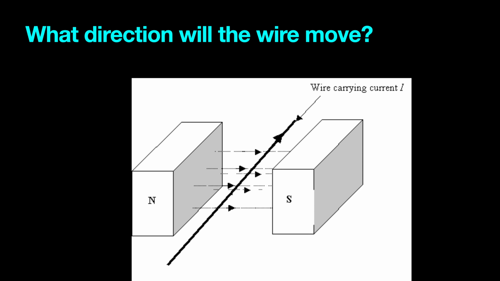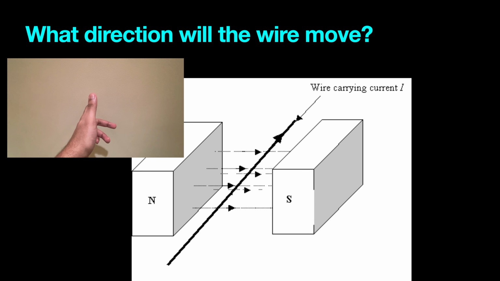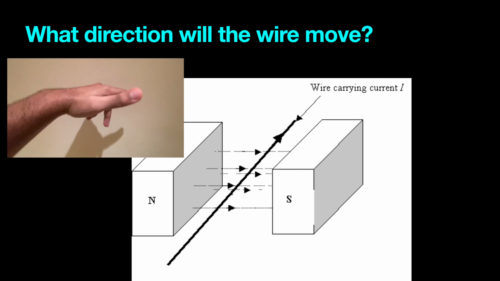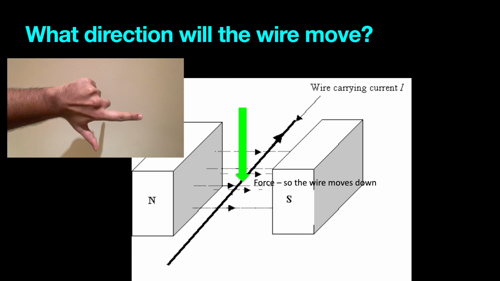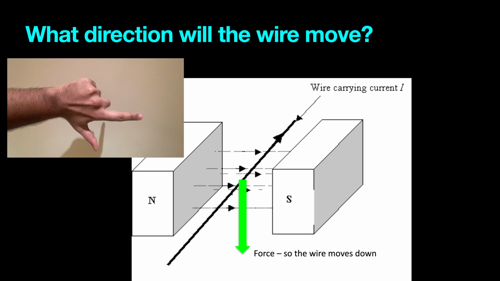Okay, so our first finger should be pointing to the right. Our second finger should be pointing into the screen. And therefore, our thumb will be pointing downwards. Therefore, the motion of the wire or the force the wire experiences is downwards. Let's try another.